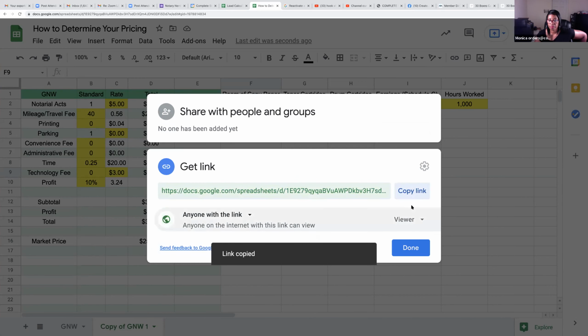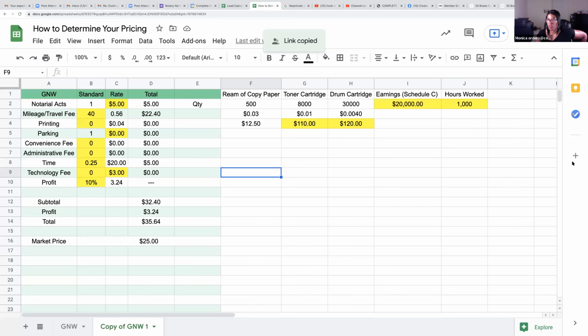Okay. I'm going to drop this in the chat. So I want you guys to start to play around with it, just with the understanding that the yellow fields are the fields that you are going to make inputs in. All the other fields need to be left alone.